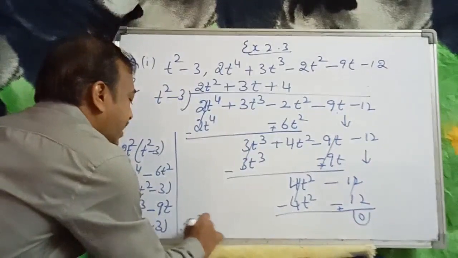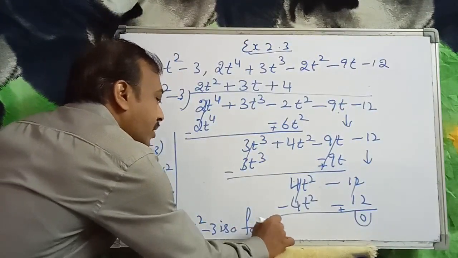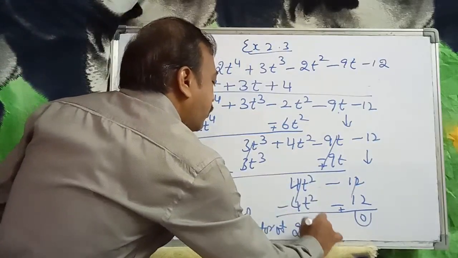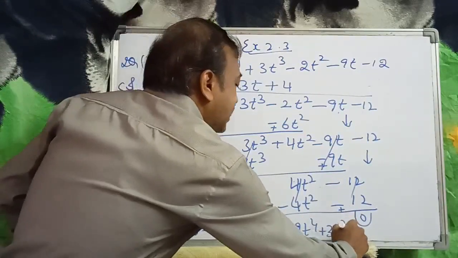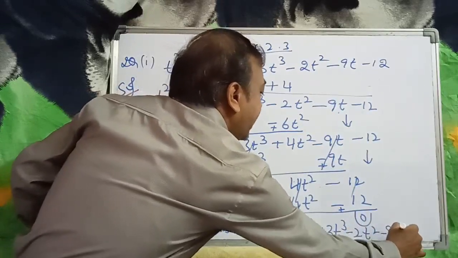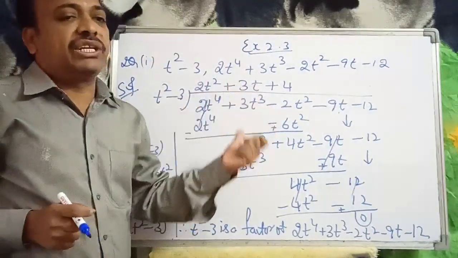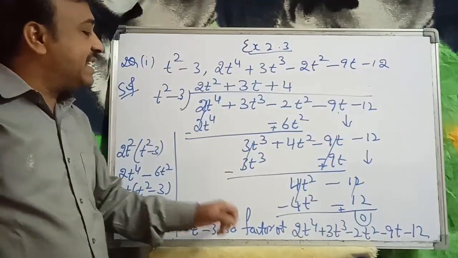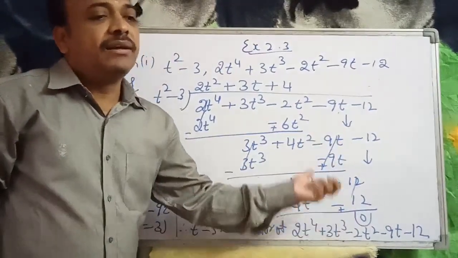Therefore, t square minus 3 is a factor of 2t to the power 4 plus 3t cube minus 2t square minus 9t minus 12. Writing the statement is very important, because for each and every step marks will be there. So the first polynomial t square minus 3 is a factor of the second polynomial. When do we write this? When we obtain the remainder 0.